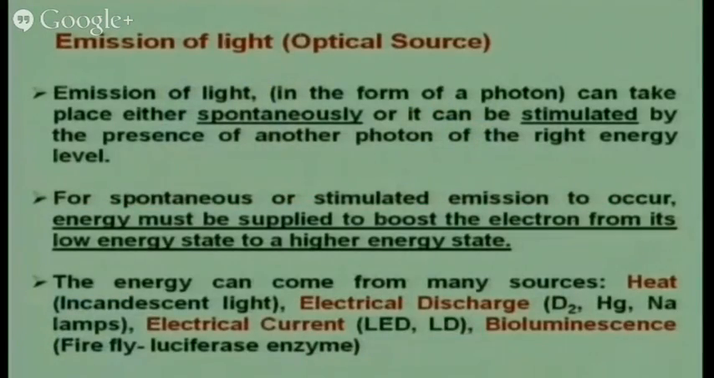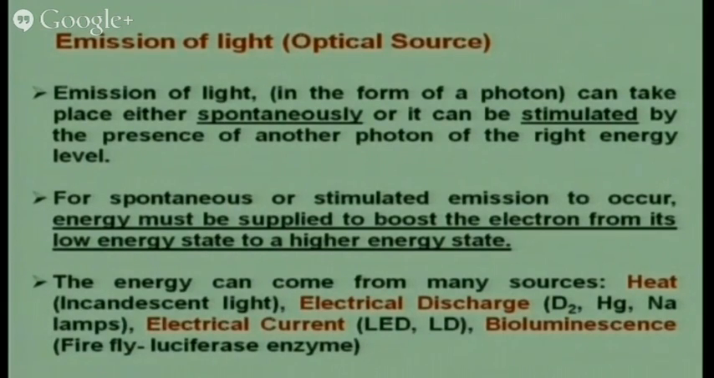So today we begin with optical sources and detectors. The emission of light from optical sources is in the form of photons, which can be either spontaneously emitted or stimulated emission. Stimulated and spontaneous emission we will discuss after a few slides. For spontaneous or stimulated emission to occur, energy must be supplied, because I want these photons to be emitted. A light source is nothing but something emitting photons, and the photons are emitted when I supply energy to them.